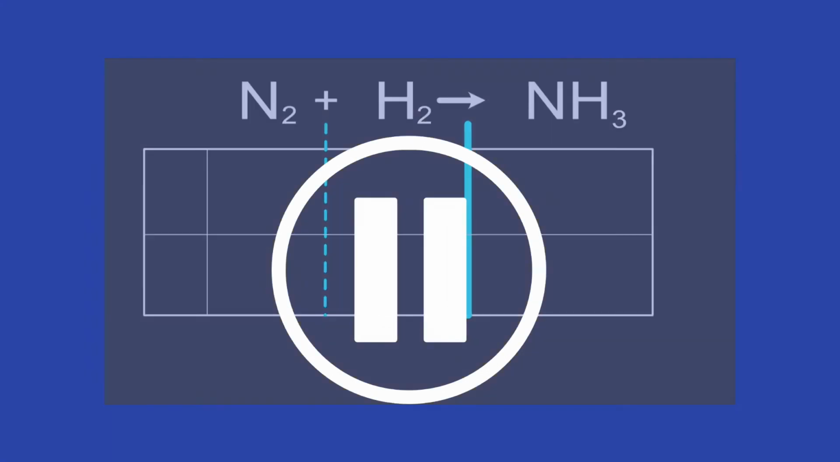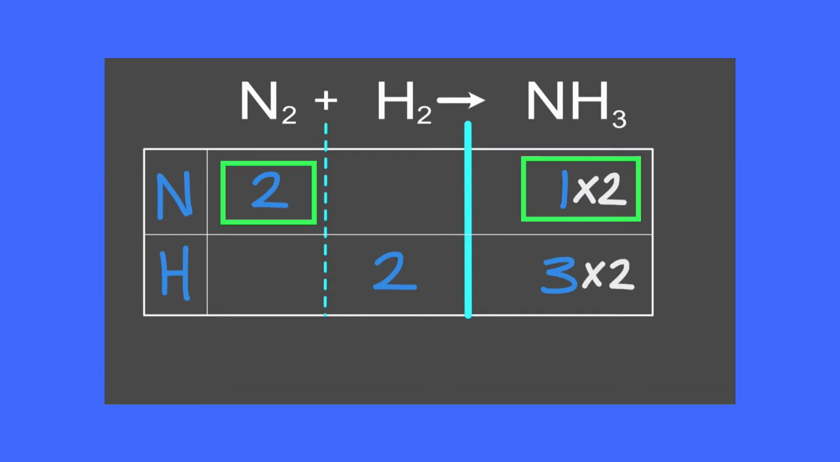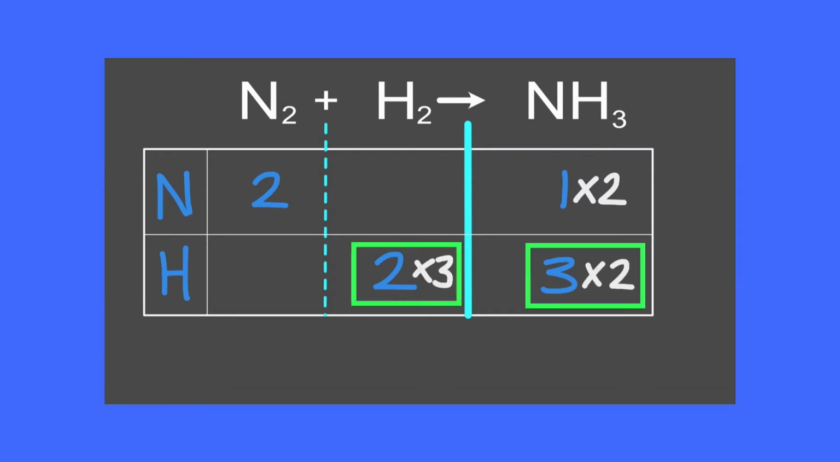Pause the video and first try to balance the reaction yourself. In this reaction, we have 2 nitrogens and 2 hydrogens on the left-hand side of the arrow, and 1 nitrogen and 3 hydrogens on the right. To balance this reaction, we multiply with 2 to balance the first row and with a 3 to balance the second row.